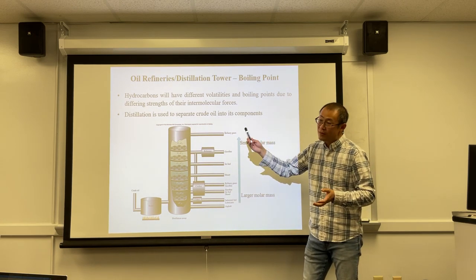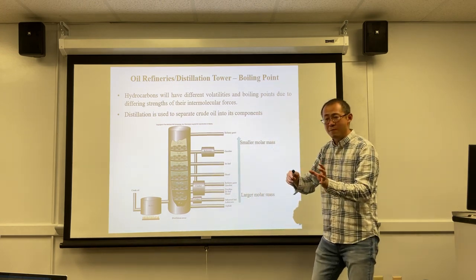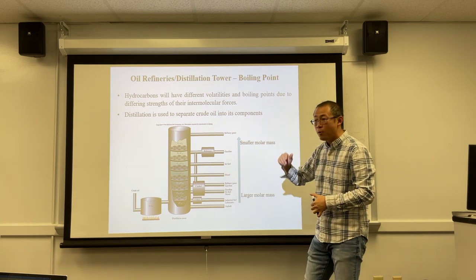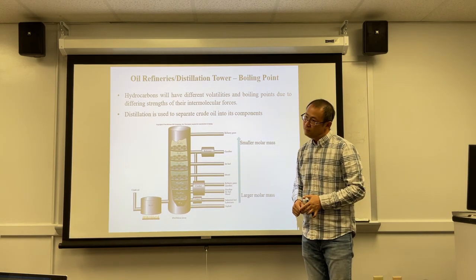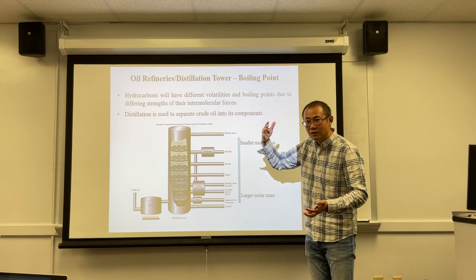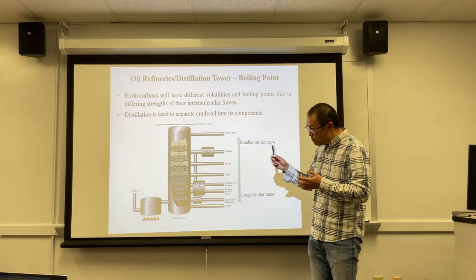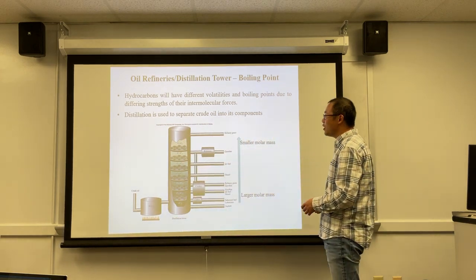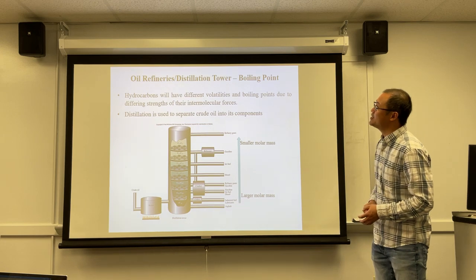So that tells us what? If the molecule has more carbons, because the forces are stronger, their boiling point will be what? Higher. Then of course, if there are fewer carbons, the boiling point will be what? Lower. Based on that, we have this device called a distillation tower.